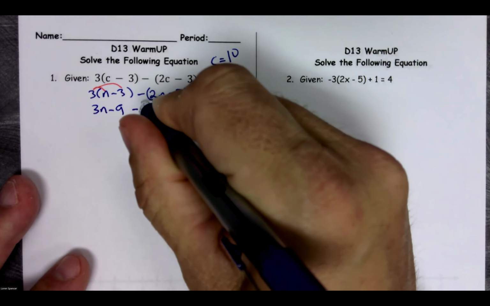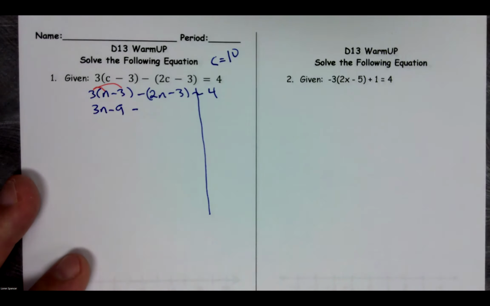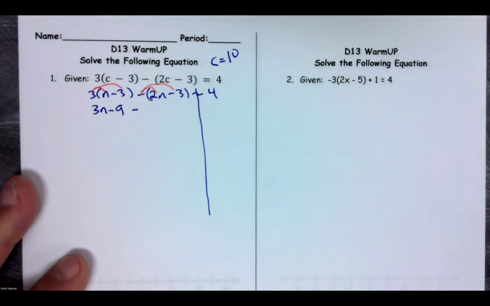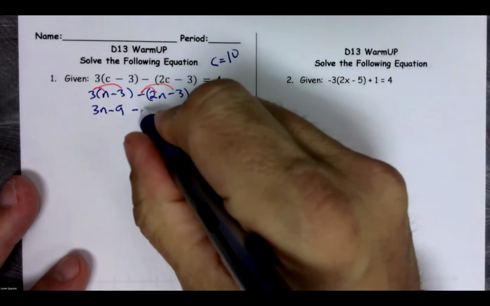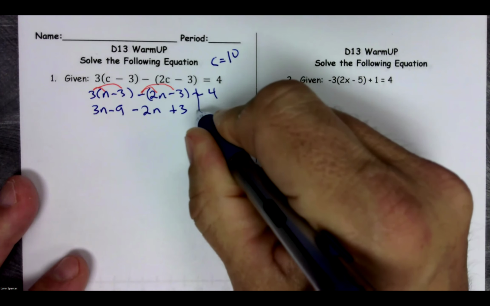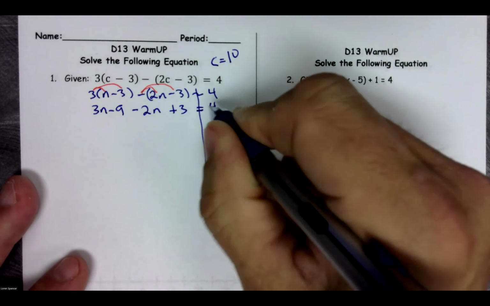minus, and then I have to distribute this minus sign. Be careful with that because what the minus sign is really doing is switching the signs. So this becomes a negative 2n and a positive 3 and equals 4.